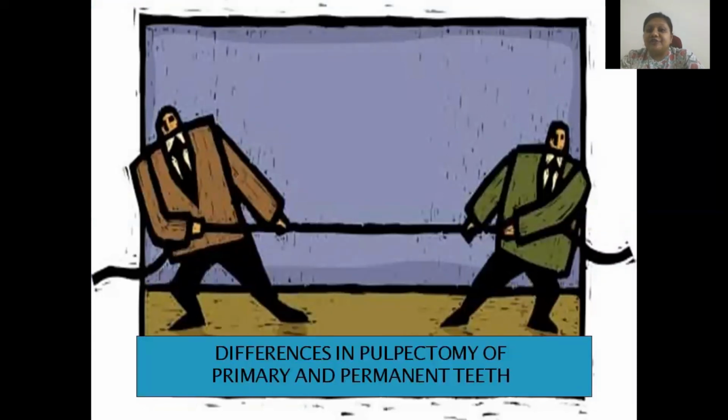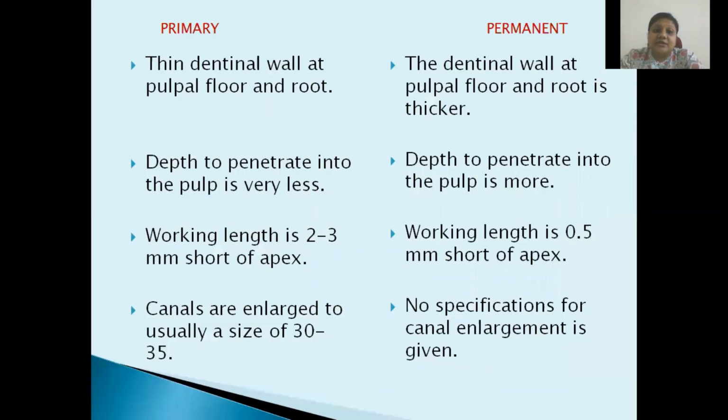These are the differences in pulpectomy between primary and permanent teeth. The dentine walls in the primary teeth are very thin at the pulpal floor and at the root. The dentine walls, the pulpal floor and the root are far thicker in the permanent tooth. The depth to penetrate into the pulp is very small in the primary teeth. The depth to penetrate into the pulp is more in a permanent tooth.